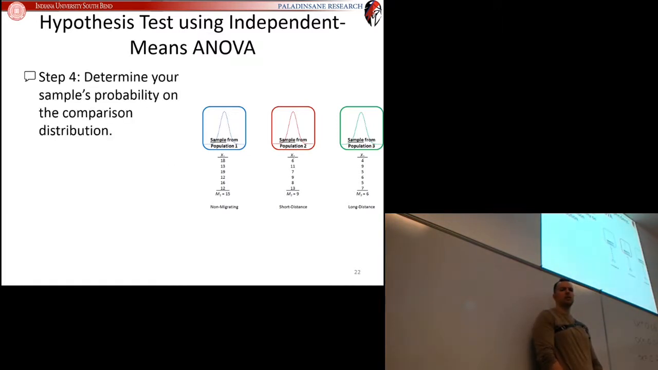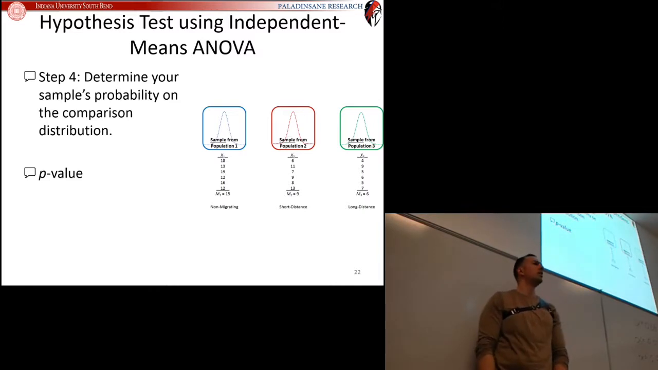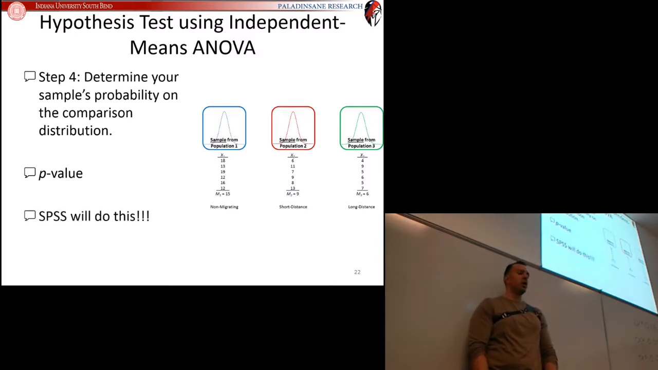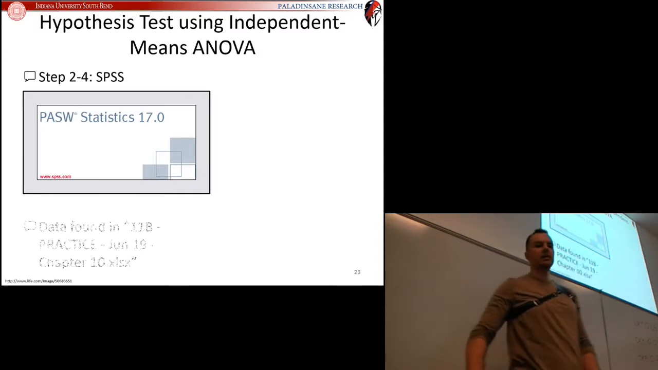Determine your sample's probability on the comparison distribution. We're going to do that instead of our F statistic. And once again, our sample's probability is now a p-value. That's the probability of getting samples this weird if in fact there was no effect. All right, so SPSS will also do that. So right now we're ready to go to SPSS and set this up.